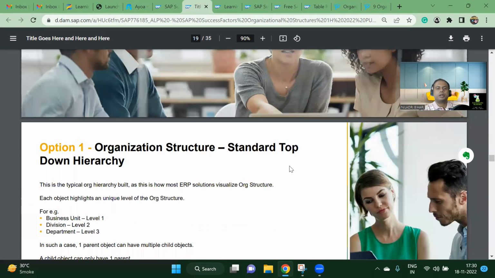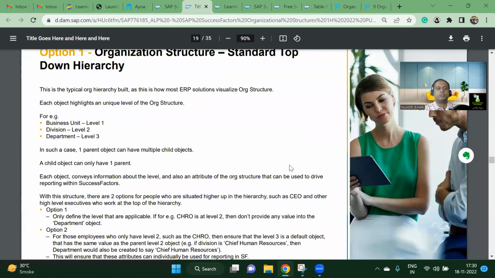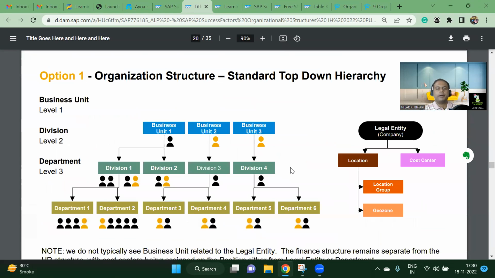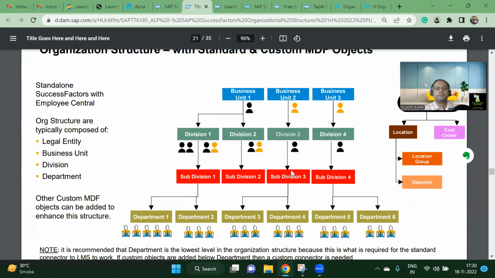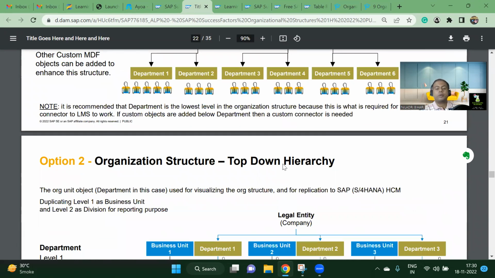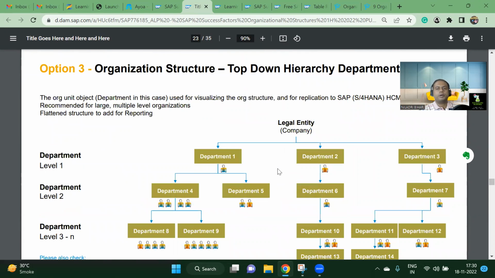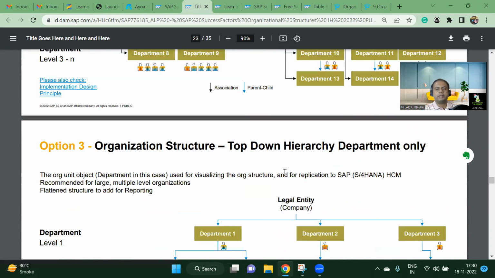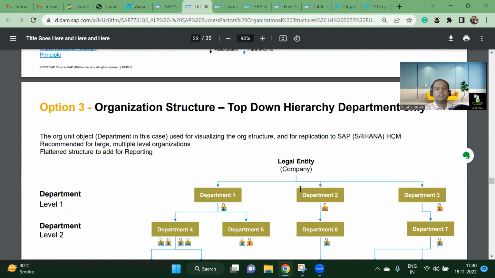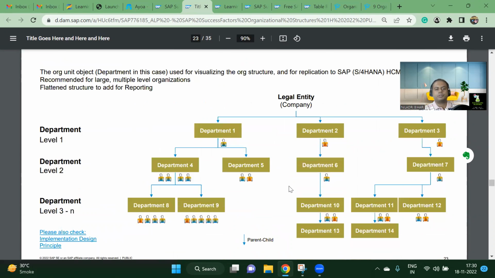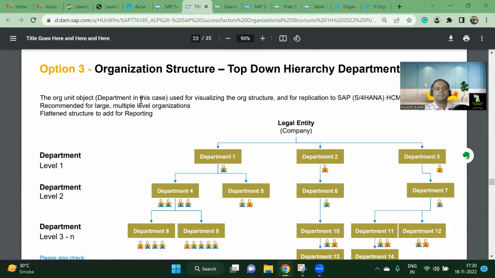Now, coming to this structure, we have already talked about those three options: standard, top-down hierarchy. Then we talked about not standard, top-down normal hierarchy. And the third one is a top-down hierarchy department, so everything is department driven only. That can be your third option.